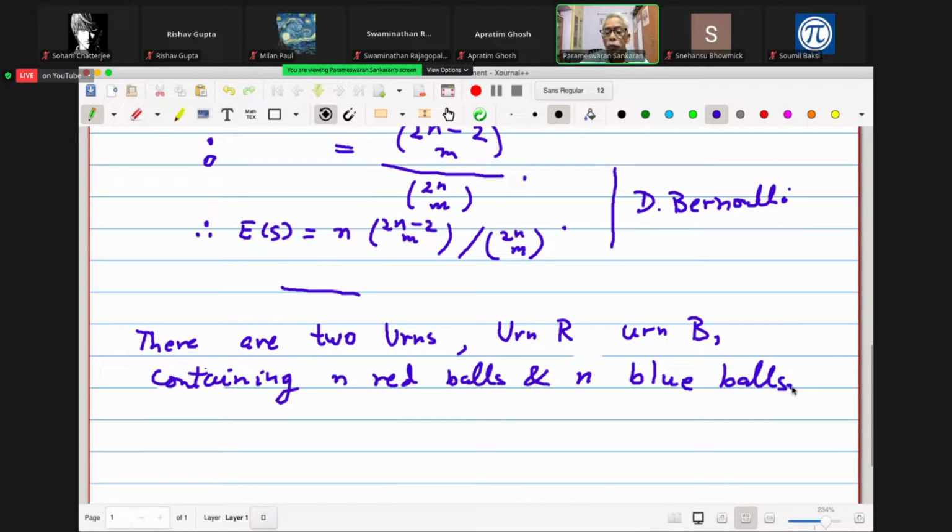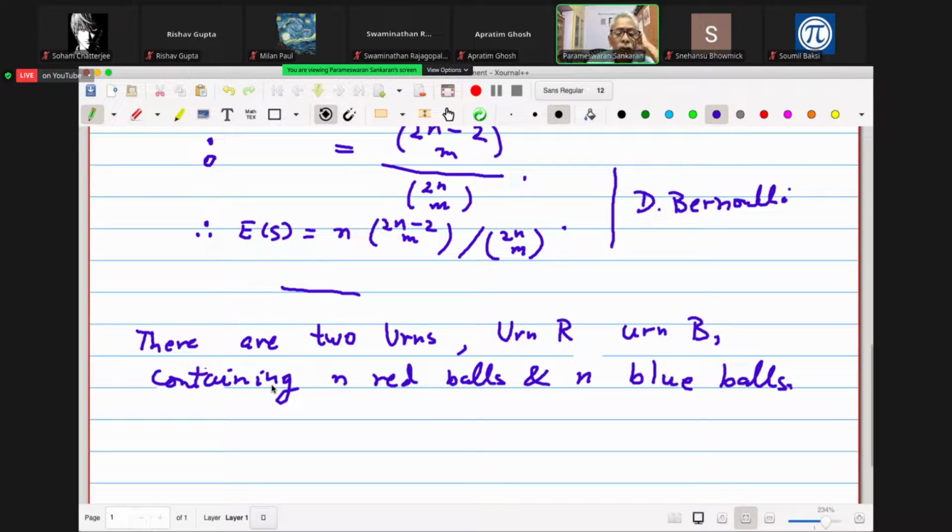In an experiment, you just take out one ball from urn R, one from B, and then exchange. Okay? And you keep doing this k times. So after some time, the composition will have changed. It may have changed, most likely.